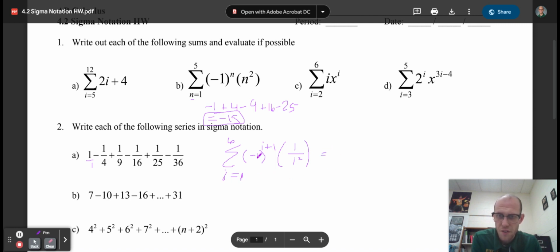So plug in a 1, you get out 1. -1 squared is +1. And that's going to make it 1 over 1, but positive. Then try 2. -1 to the third power is -1. So negative times 1 over 2 squared, which is 4. So -1/4. And then you can kind of see everything else is going to work out. This is your answer, the sigma notation.